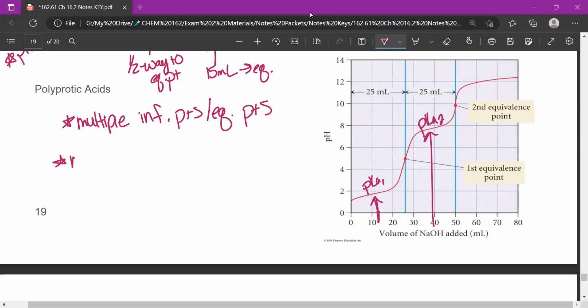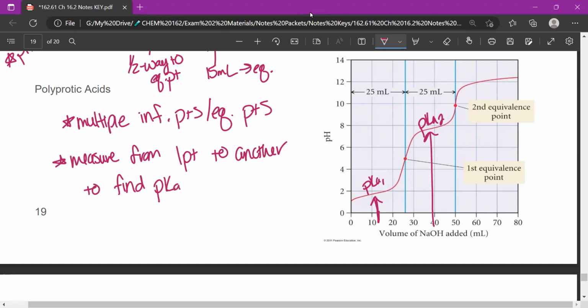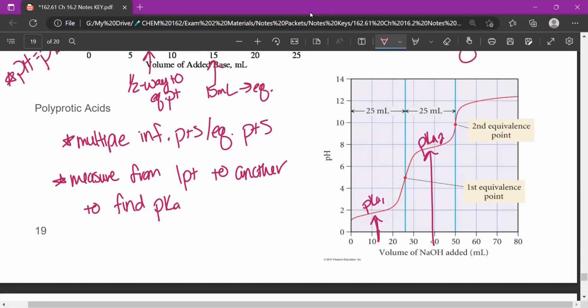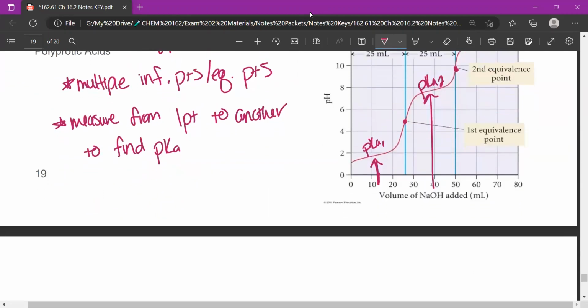Okay, you do need to make sure you measure from one point to another to find the pKa. What I mean by that is my pKa2 is halfway between 1 and 2. It's not halfway from the beginning to that next point. All right, so kind of keep that in mind. That's where we're going to find those.